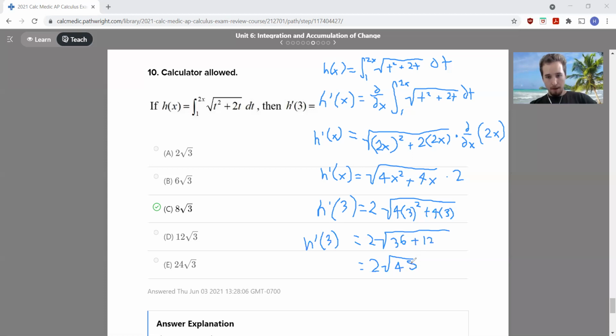But we can do a bit better than this. The square root of 48 is the same thing as the square root of 16 times the square root of 3. 16 times 3 is 48, so we can break this up into 16 and 3. And the square root of 16 is 4, so we get 2 times 4 times the square root of 3. And so we get 8 square root of 3 as our answer. And that's how you get our answer right here.